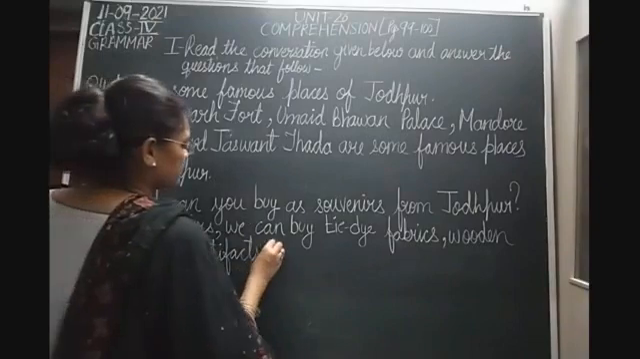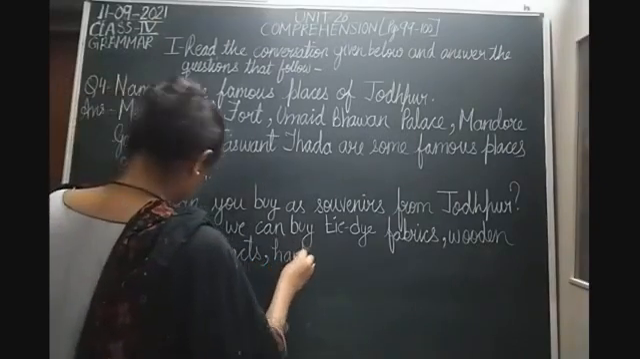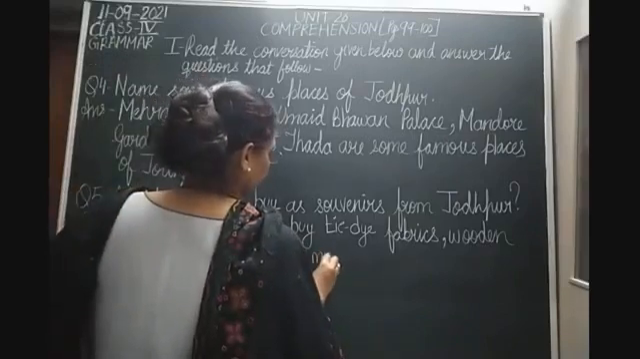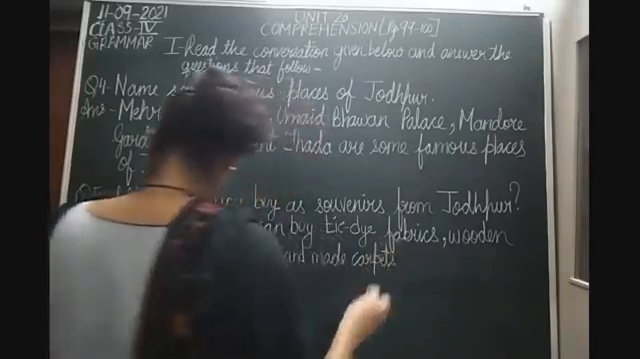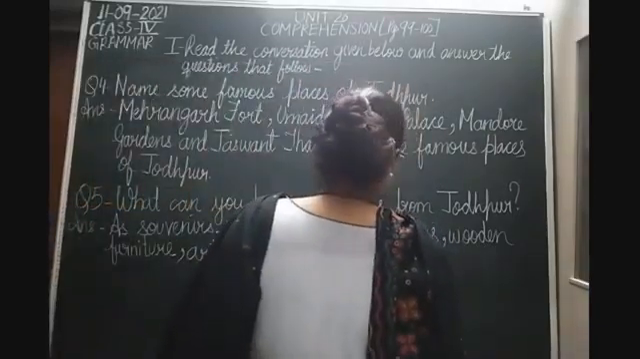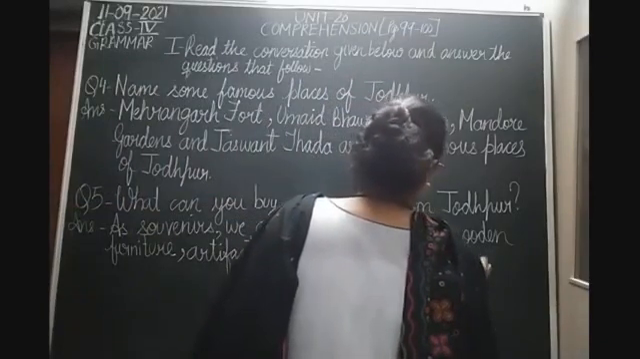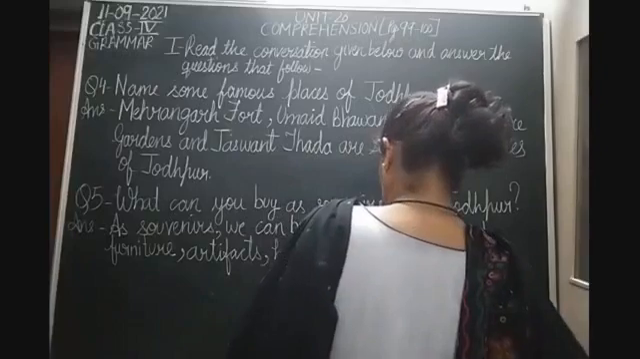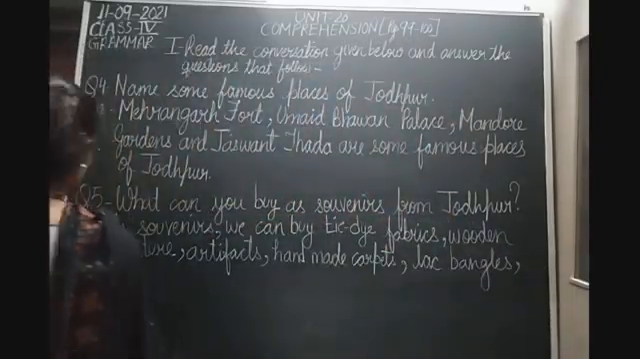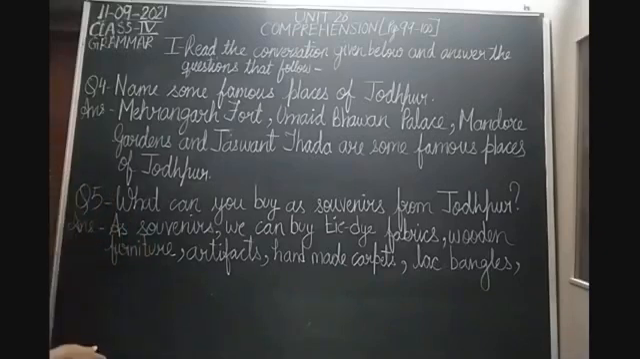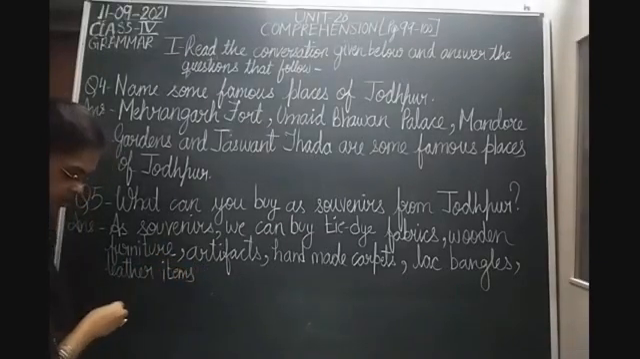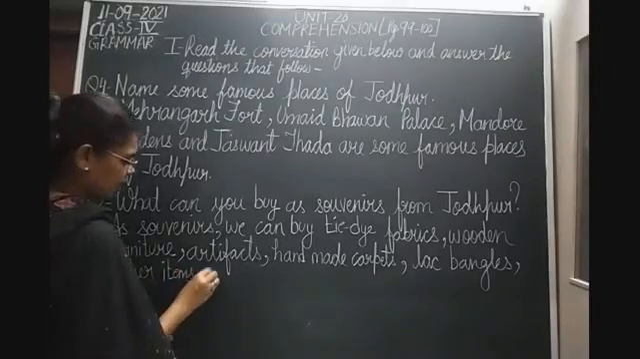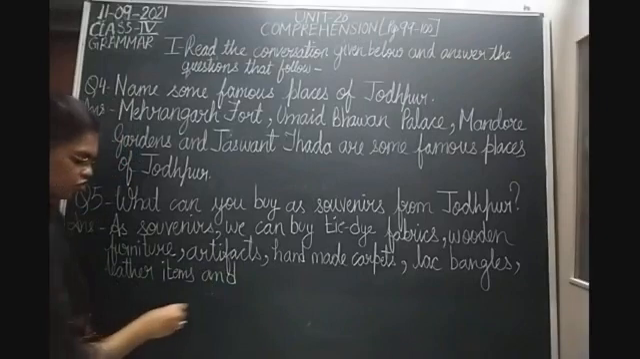हैंडमेड कार्पेट्स, हाथ से बने हुए carpets. लाख बैंगल्स, लाख की चूड़ियां. लेदर आइटम्स, चमड़े की चीजें, चमड़े की जूतियां, स्पेशली कैमल लेदर की जूतियां बहुत मिलती हैं. एंड एम्ब्रॉयडर्ड फुटवेयर, जिसको आप मोजड़ी बोलते हो.